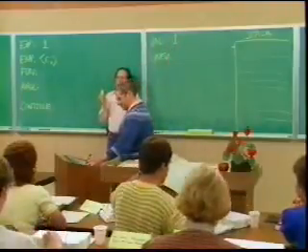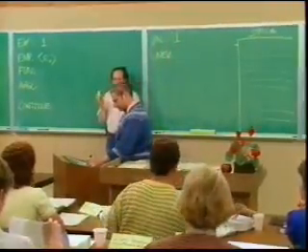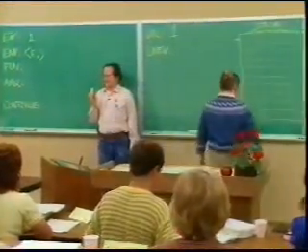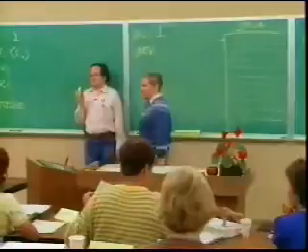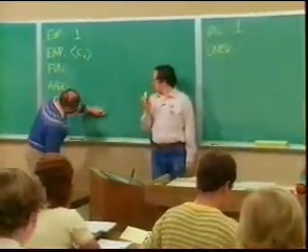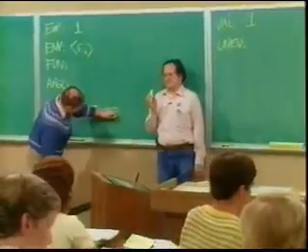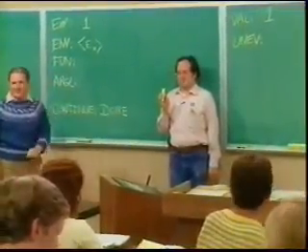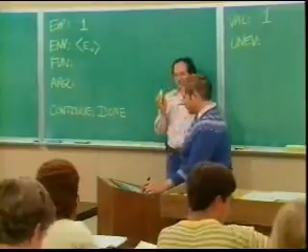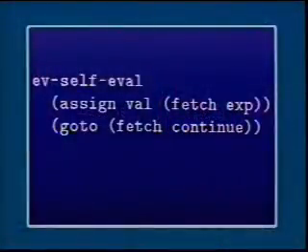Okay. And I have a bug. Because what I didn't do when I initialized this machine is also say what's supposed to happen when it's done. So I should have started out the machine with done being in the continue register. Okay? So we assign to val, and now we go to fetch of continue. And now the machine's done.